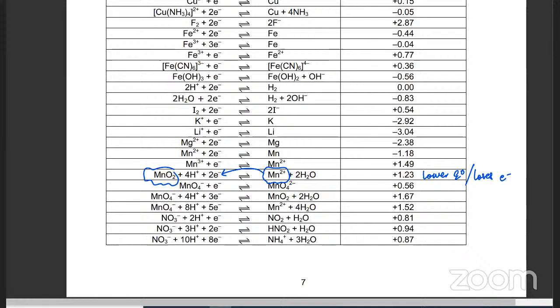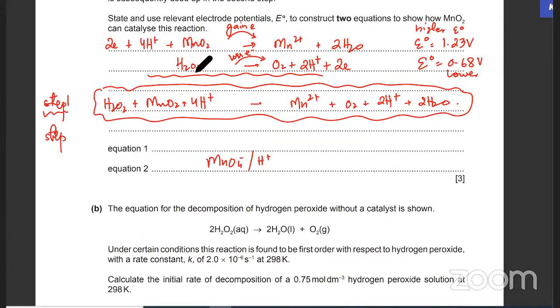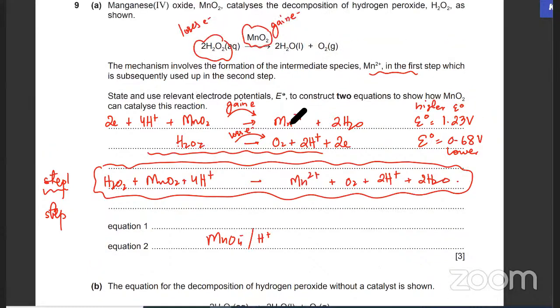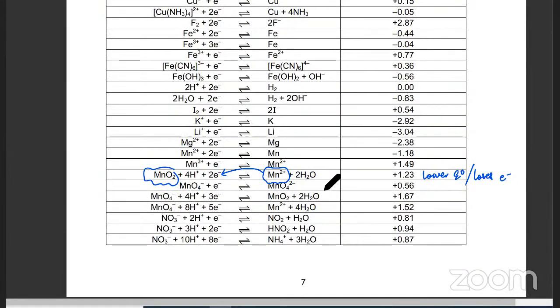Is this clear to everyone? If in the first step the catalyst gains electrons and turns into Mn2 plus, in the next step, which they didn't give us any information about, the logical step would be that the Mn2 plus should convert back into MnO2. So let's focus on this one. This is losing electrons.